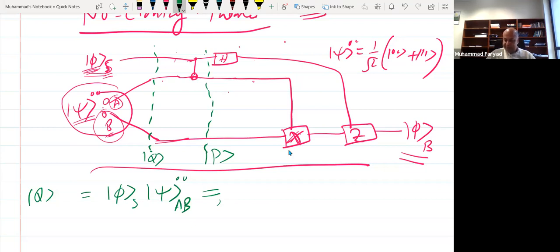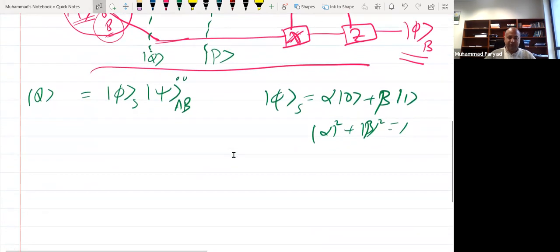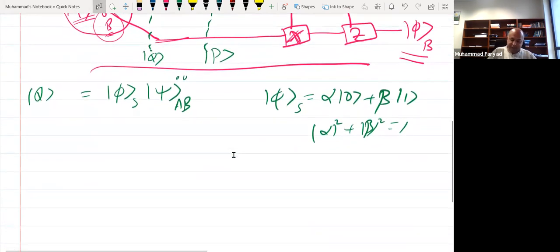And for that, this phi S state, I can imagine that this phi S state is some alpha 0 and some beta 1. So this is a general state where alpha and beta just have to satisfy this restriction. But otherwise, alpha and beta could be anything. So this is my phi state, and psi AB is already given.